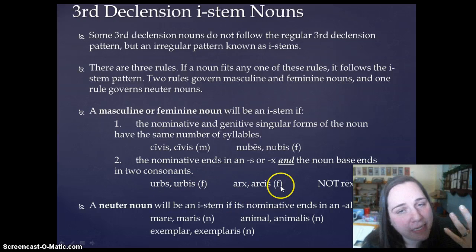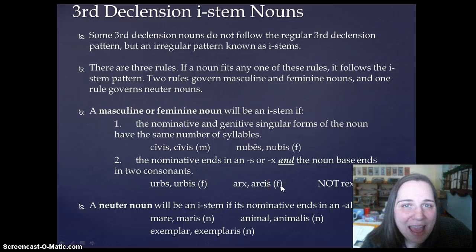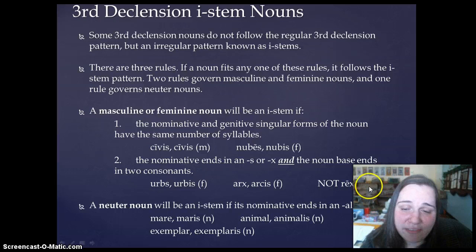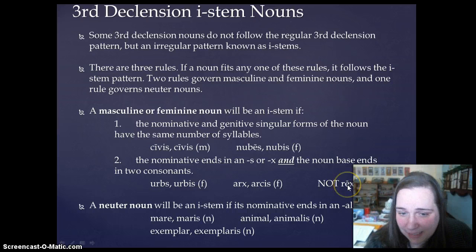Arx, a citadel, is the same. Not every noun whose nominative ends in an S or an X is going to be an I stem. For example, rex, regis, a king, is not an I stem. It ends in an X in its nominative, but when you take off the IS from its genitive form, the noun base is reg. It ends in one consonant, not two, so not an I stem.